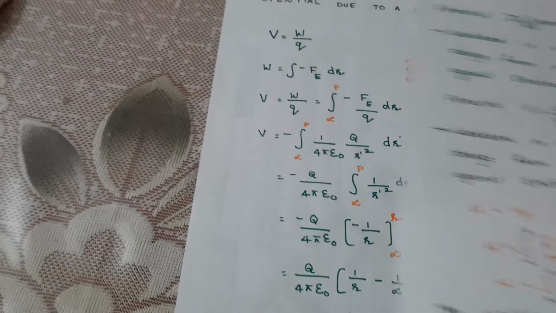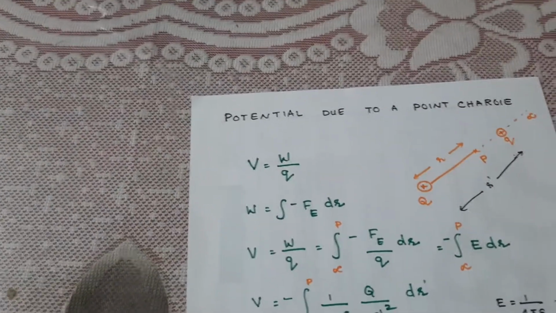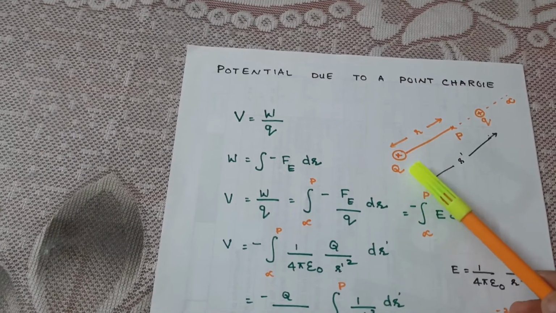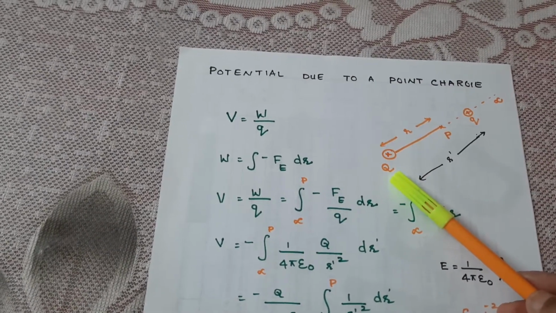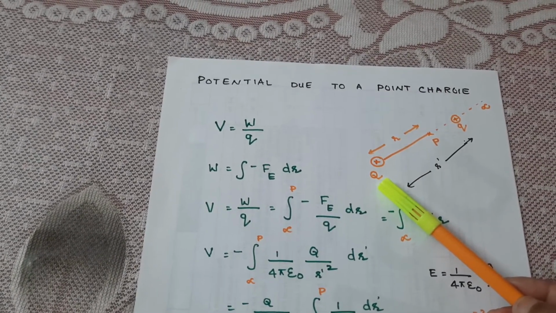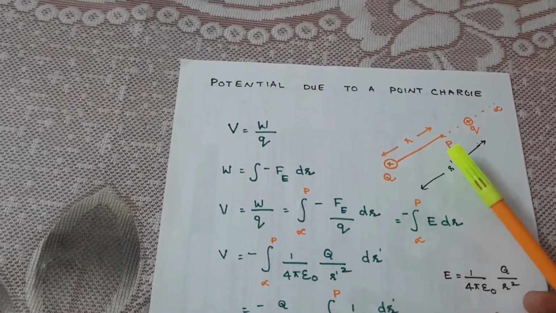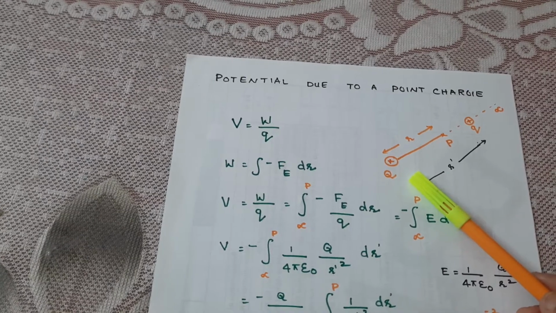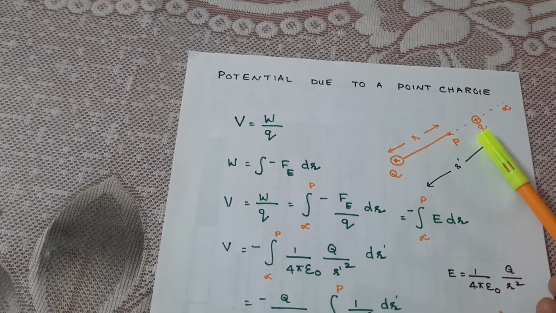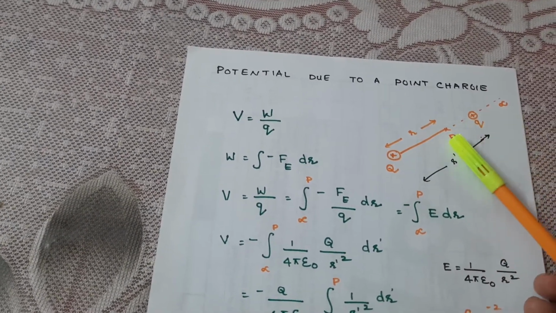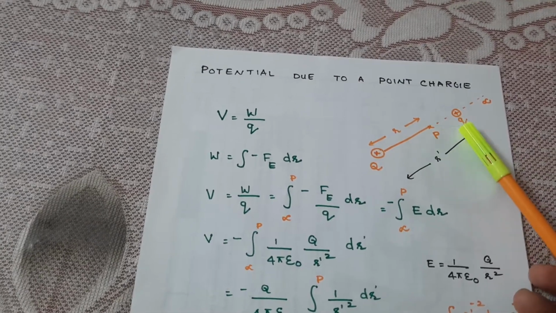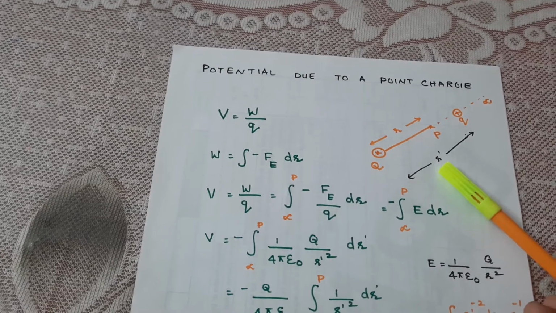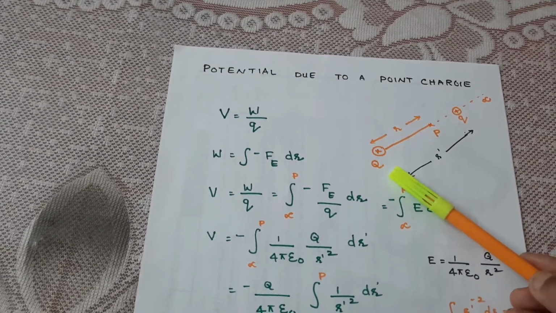Now let us find the electric potential due to a point charge. Consider a point charge Q and let us find the potential at a point P due to the source charge Q. We are bringing the test charge from infinity to P. At any instant, the charge is at a distance r dash from the source charge.